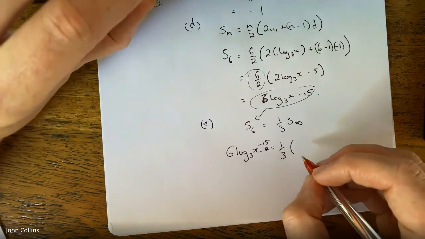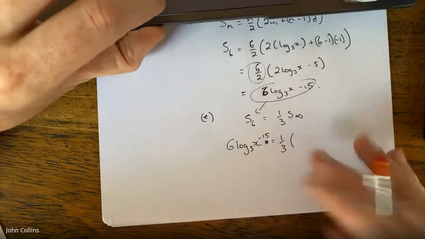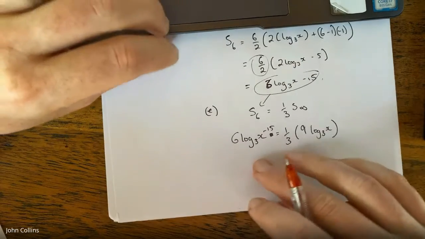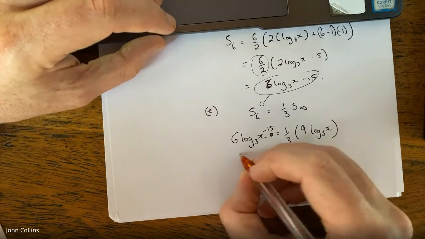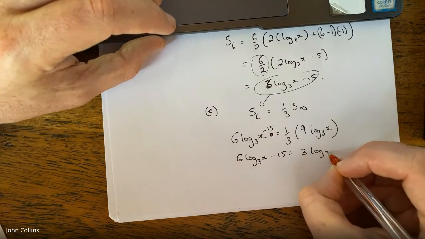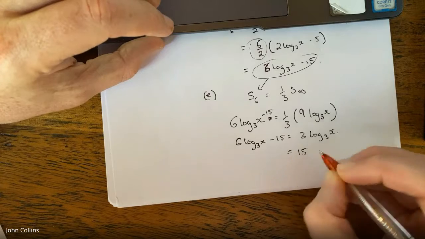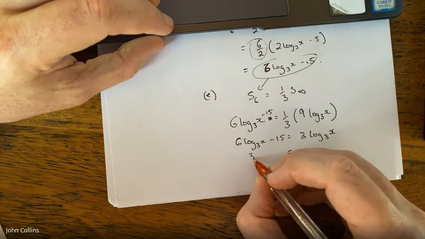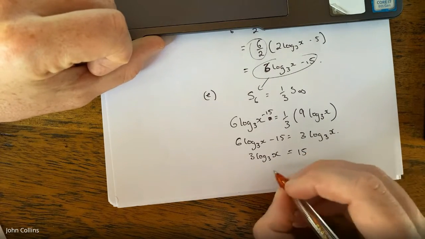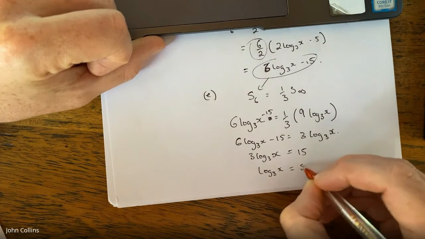we had that from earlier, didn't we? Yes, in part B we have the sum to infinity, so that's 1/3 of that, 9 log 3 to the x. Okay, and that's 3. So that's 6 log 3 to the x minus 15 is equal to 3 log 3 to the x. So I'm going to bring the 15 over here and then subtract that. So that's going to be 3 log 3 to the x is equal to 15. And dividing by 3, that's going to equal 5. So log 3 to the x is equal to 5.